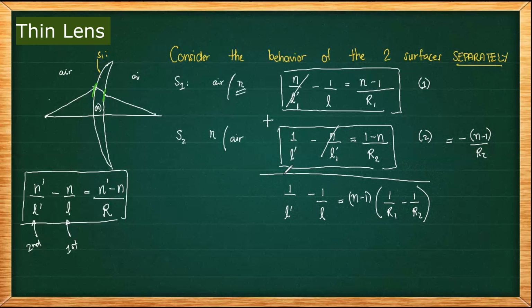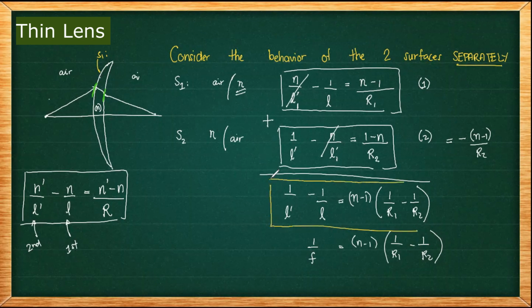And we define another variable f, which is equal to the reciprocal of the right-hand side, 1 over R1 minus 1 over R2. So this is what we call, again, the lens maker's equation. Yay, we have already derived the lens maker's equation.